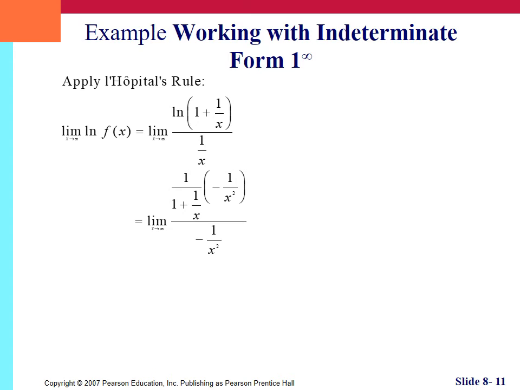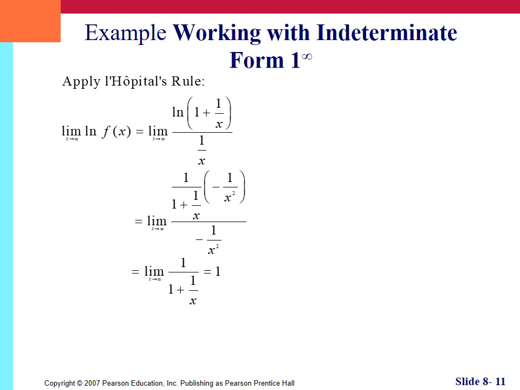So the derivative of 1 plus 1 over x is simply minus 1 over x squared, because the derivative of 1 is 0. And in the denominator, the derivative of 1 over x is minus 1 over x squared. And minus 1 over x squared cancel out from both numerator and denominator. Finally, you end up with the limit of 1 over 1 plus 1 over x as x goes to infinity. Now you won't have any trouble plugging in infinity in place of x.